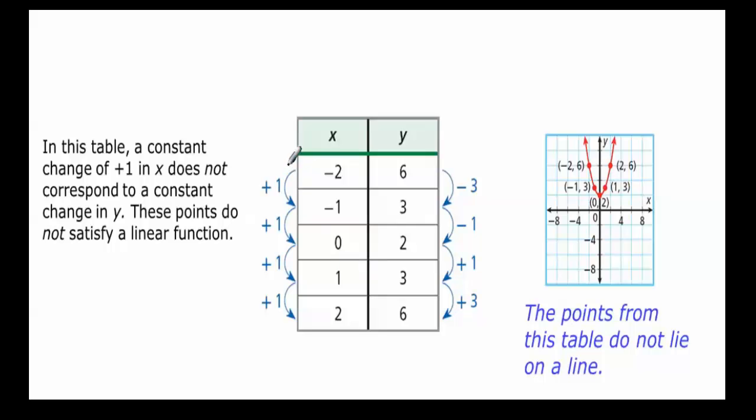As you can see in this example, we are going up 1 for each of our x values, and we are going in our y values at a different rate. So we go -3, and then we go -1, then we go +1, then we go +3. So we don't have a constant rate between our x and y's that correspond to each other. So these points do not satisfy a linear function because it's not a constant correspondence. If we were to graph these points, we'd also see that we have a curve, and so we don't have a straight line. So because it's not a straight line, it's not linear.